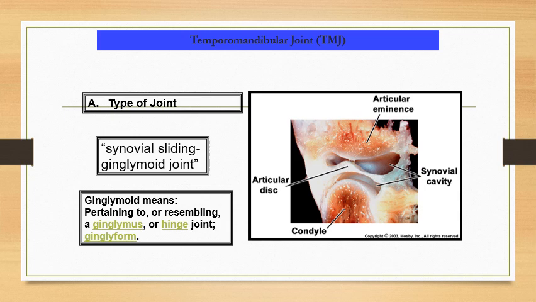The second type of movement is the sliding movement, where the condyle goes towards the articular eminence in the temporomandibular joint and actually moves. The condylar head moves through the condyle-disc assembly, and this is known as translation or sliding movement. So the temporomandibular joint is a synovial sliding ginglymoid joint. By ginglymoid we mean hinge movement, and sliding means the translatory movement.